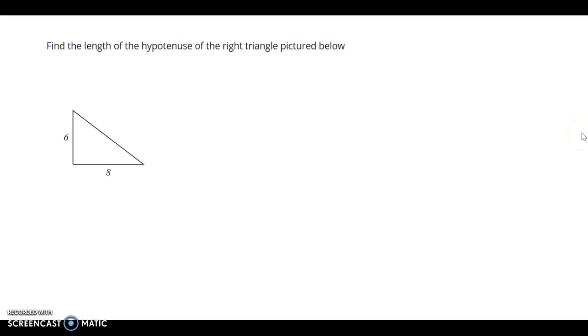We need to find the length of the hypotenuse of the right triangle pictured below. So anytime we have a right triangle, these sides are related to each other by what's called the Pythagorean theorem. And this is the Pythagorean theorem.